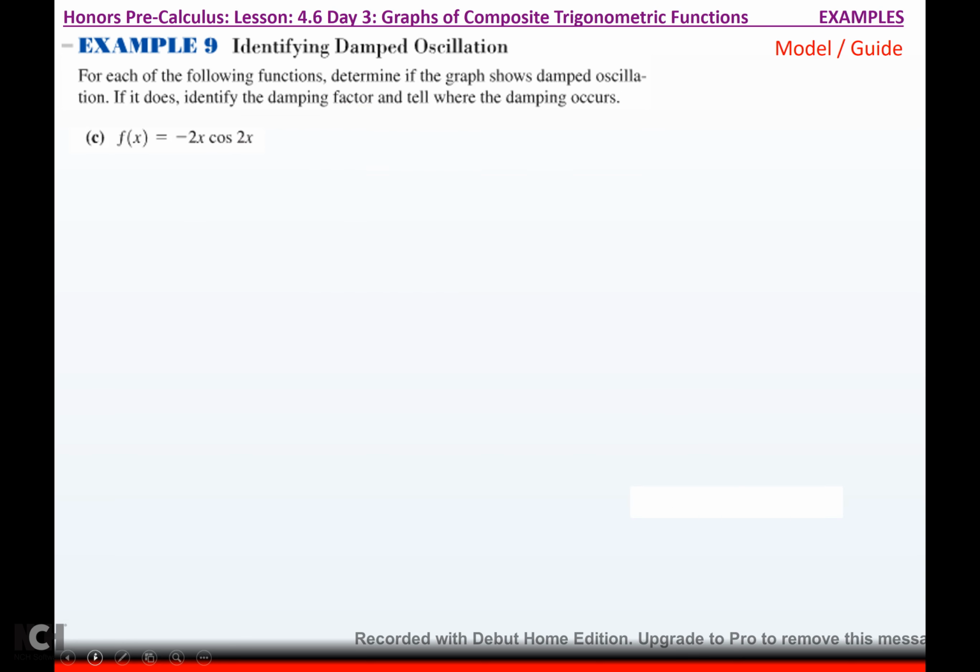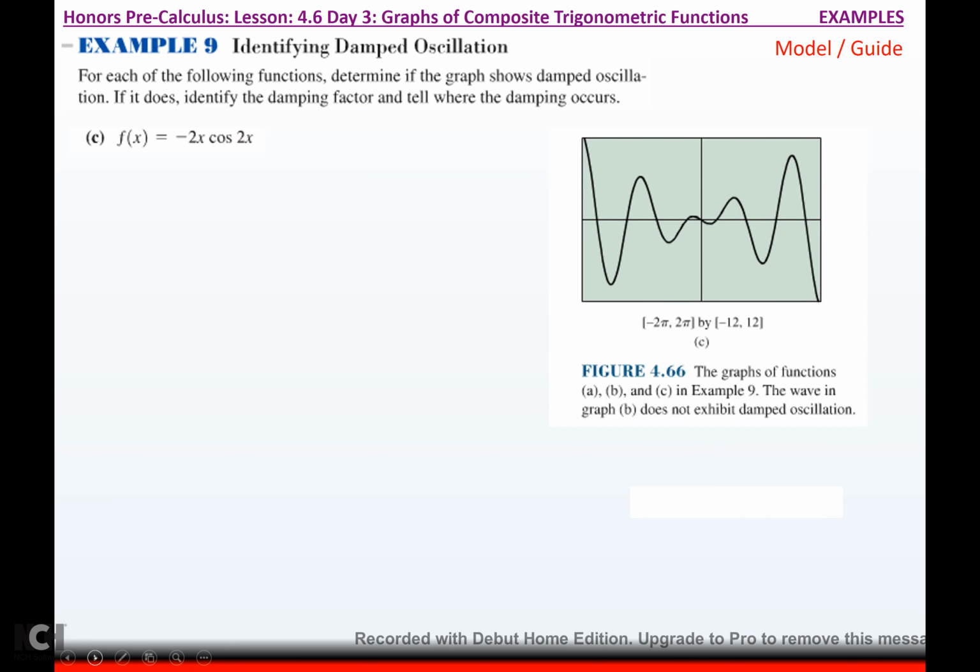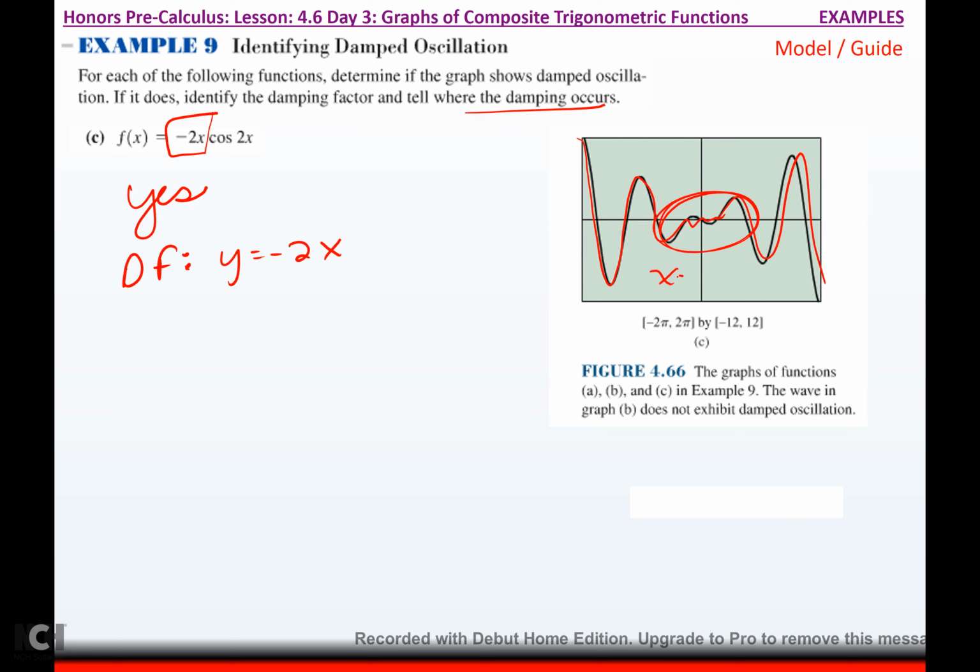For C, we type that in and we get this picture, and you can see on the ends you've got these big waves and it's squeezed in the middle and then it starts getting big again. So here's where the damping occurs. Yes, damping does occur, which means my damping factor is whatever they're multiplying the trig by, which is y equals -2x. And where does the damping occur? Well, this is occurring as x approaches 0. As x gets close to 0, the waves get smaller, and then they start getting bigger again. So the damping occurs as x approaches 0.